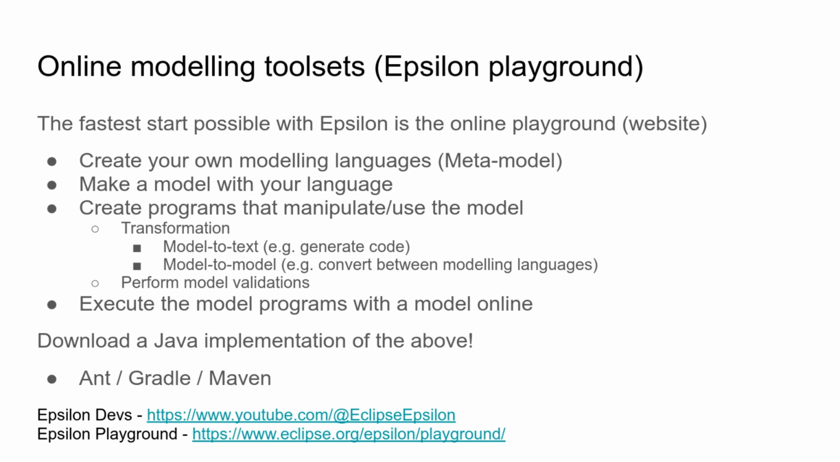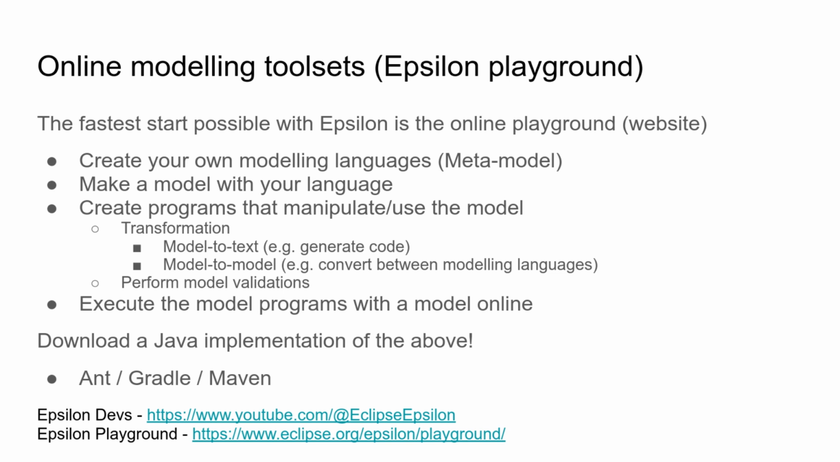So one of the quickest ways that you can get started with something like Epsilon, which is an MDE tool, is that you can use them in some sort of an online setting. Epsilon has a very good demonstration of this, and they provide the Epsilon Playground, which is a website. You can go to the website and you can create your own modeling language, known as a meta model. Using that, you can, within the same page, then create a model with that language and write short programs which can then either transform that model to code or other text forms, other models, or perform validation tasks.